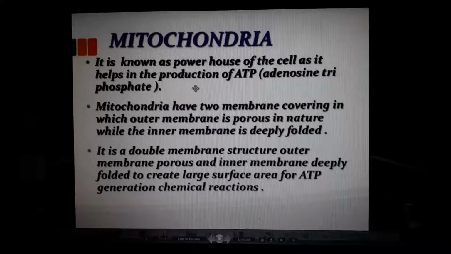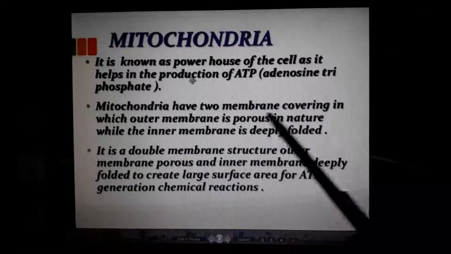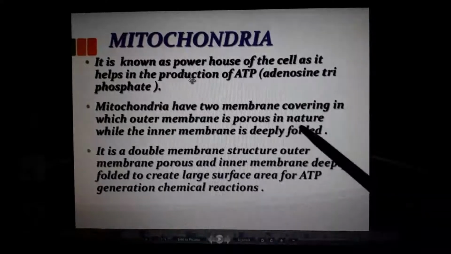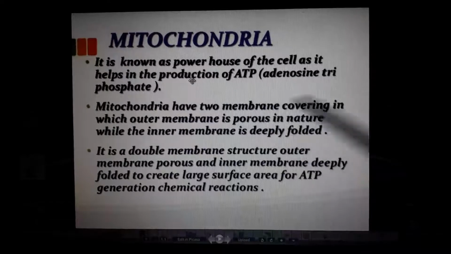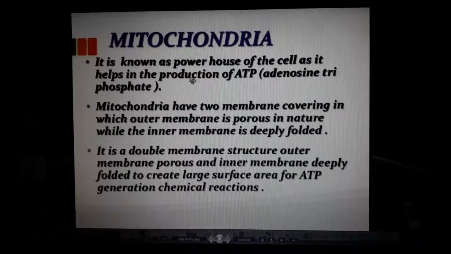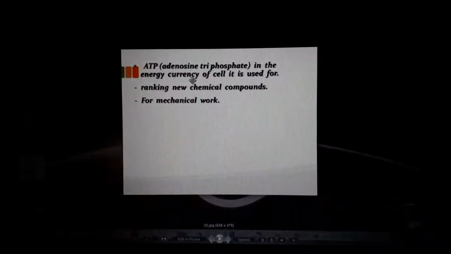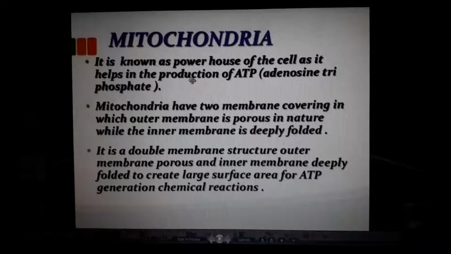That's why it is called the powerhouse of a cell, not only cell, of the human body. It is known as the powerhouse of a cell as it helps in the production of ATP. Mitochondria have two membranes covering, in which the outer membrane is porous in nature while the inner membrane is deeply folded. Porous means it will absorb water. Okay, two layers are there. The outside membrane is porous, which will absorb not only water, but whatever moisture or liquid things come outside. It is a double membrane structure, the outside membrane porous and the inner membrane deeply folded.